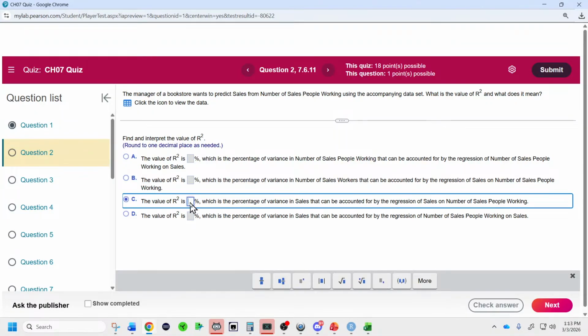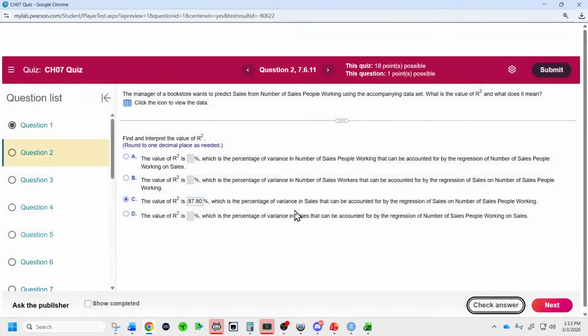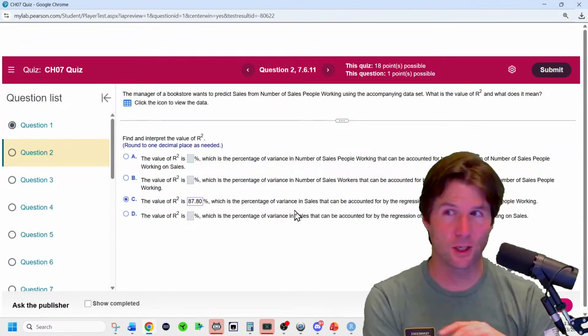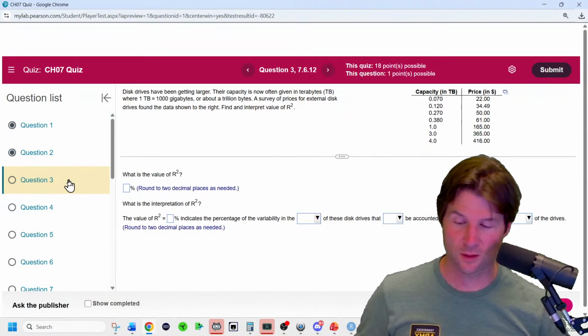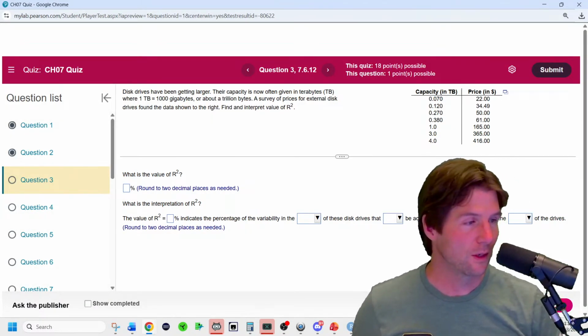I don't love that they phrase it that way. That's not the answer. But I really, okay, can't copy it. 87.80. Yes, that should do it. The percent of variation in Y explained by the variation in X. That is what R squared is. The percent of variation in Y explained by the variation in X.